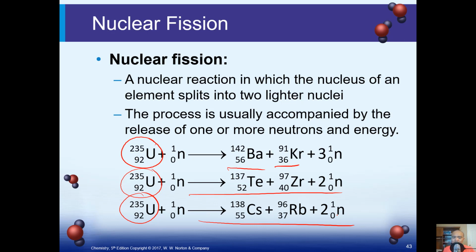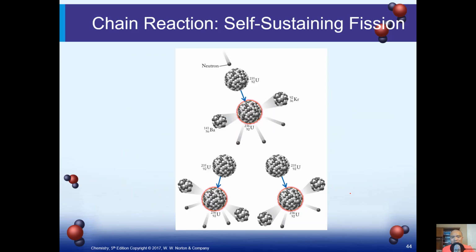All of the fission reactions in this slide produce multiple neutrons. All the reactions also result in a mass defect. The products will have less total mass than the reactants. The decrease in mass is released as energy according to Einstein's equation, E equals delta m times c squared. The process of a self-sustaining or self-amplifying fission reaction is illustrated in this figure.